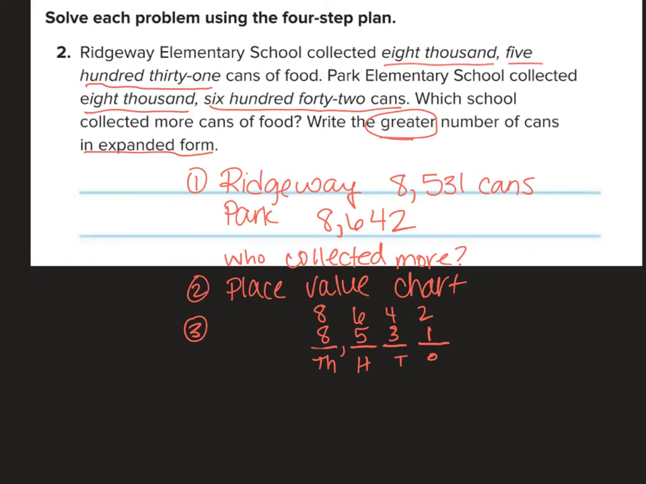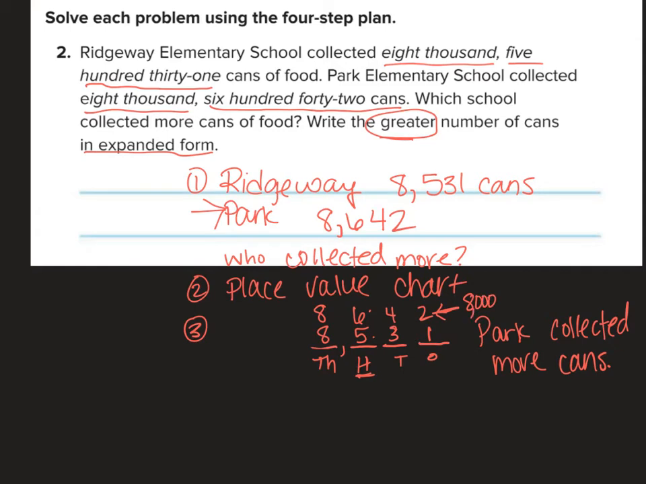Then we go over to the hundreds place. I have got a 6 and a 5. So I know that the greatest is 8,642, which is Park. Okay, so which school collected more cans? Park Elementary School collected more cans. And then it says I have to write that value in expanded form. So I'm going to write it right next to it.